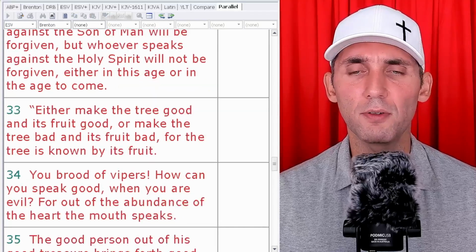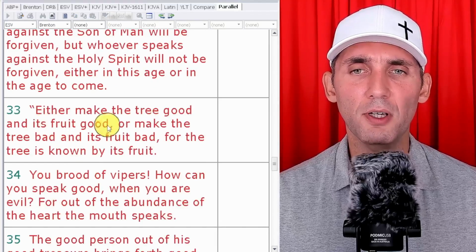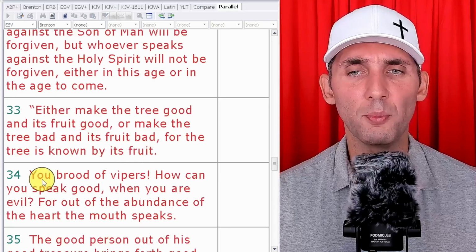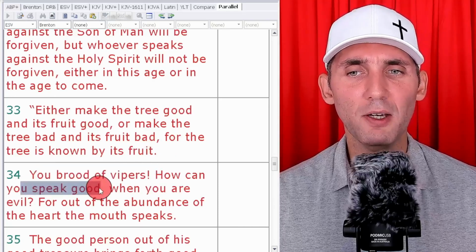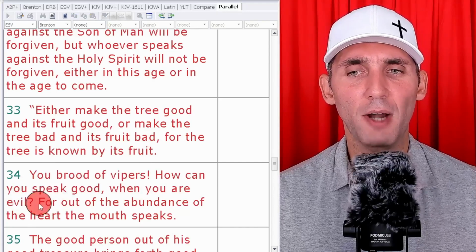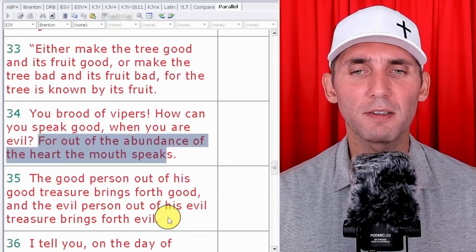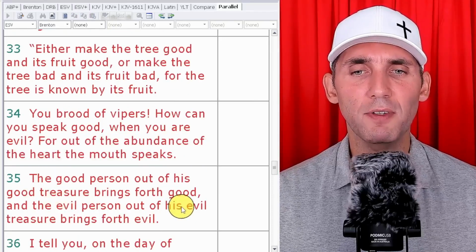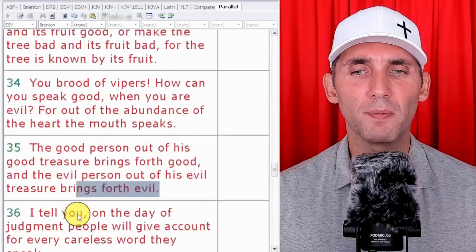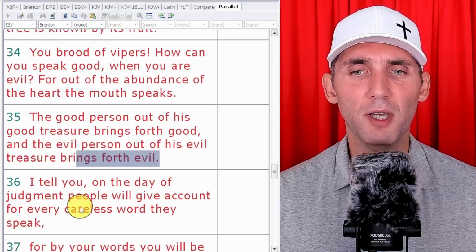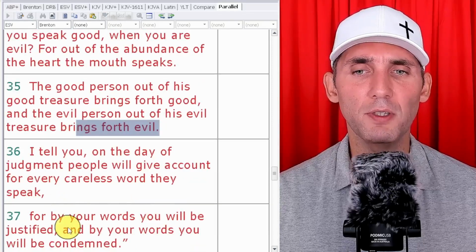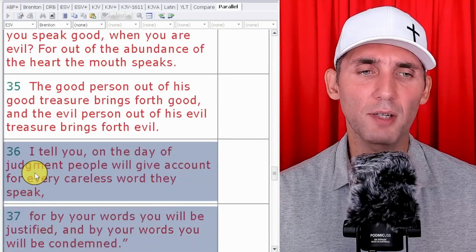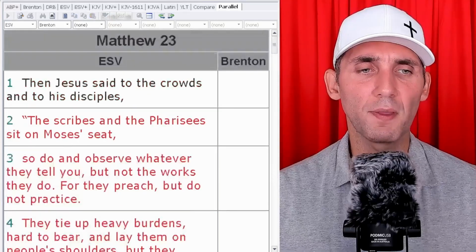Matthew 12, verse 33 through 35. Either make the tree good and its fruit good, or make the tree bad and its fruit bad, for the tree is known by its fruit. You brood of vipers, how can you speak good when you are evil? For out of the abundance of the heart the mouth speaks. The good person out of his good treasure brings forth good, and the evil person out of his evil treasure brings forth evil. I tell you, on the day of judgment, people will give account for every careless word they speak, for by your words you will be justified, and by your words you will be condemned. And of course, the Pharisees will be condemned because they rejected Christ, because they're reprobate. They didn't have the ability to believe.